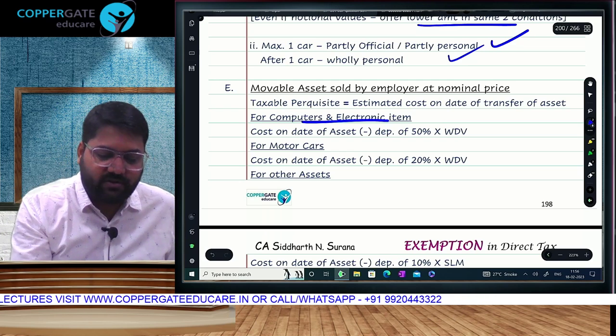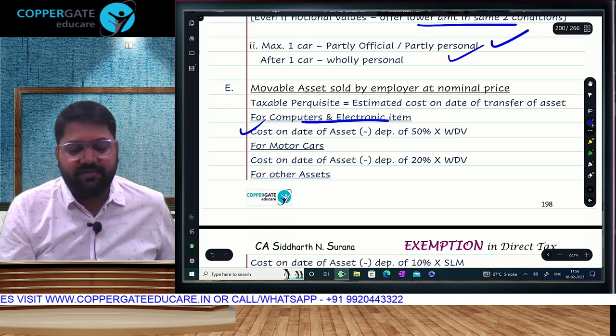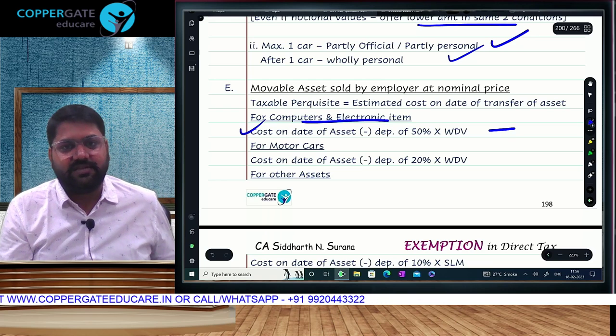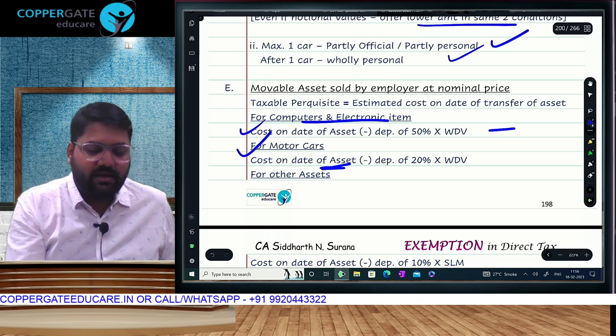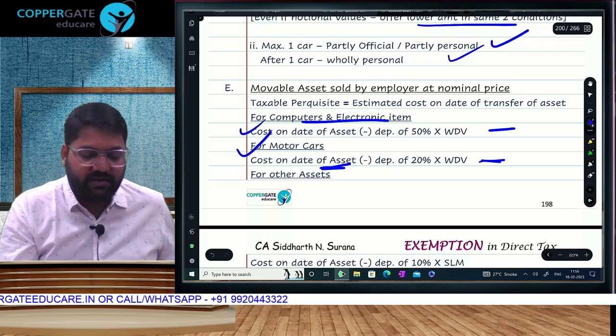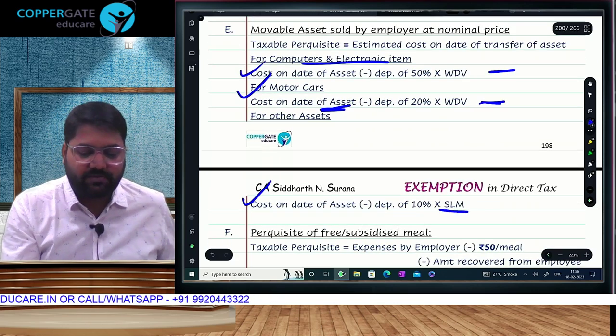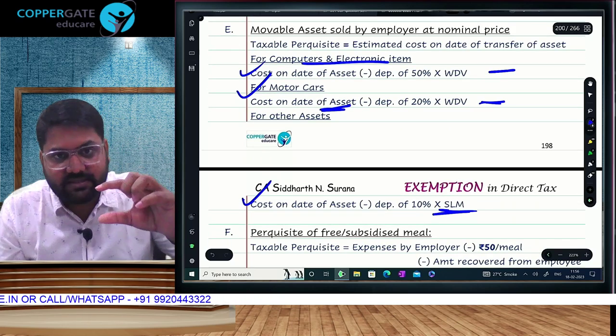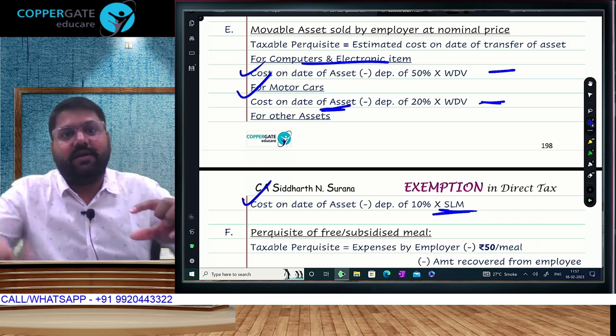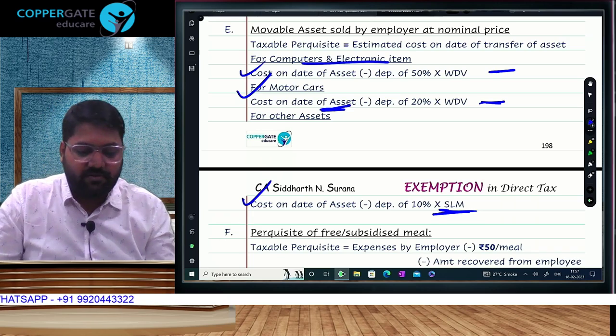For computers and electronic items, cost of acquisition minus 50% WDV, so we will charge depreciation. For motor car, original cost minus 20% WDV, and for other assets, original cost minus 10% SLM over the years. This will give the value on the date of transfer, from which we subtract the amount recovered, and that will give us the perquisite value.